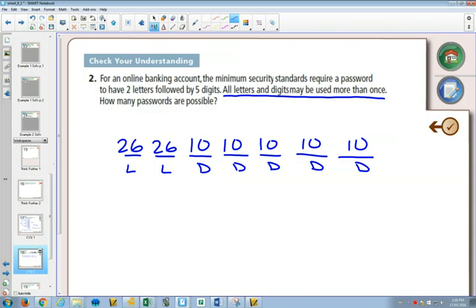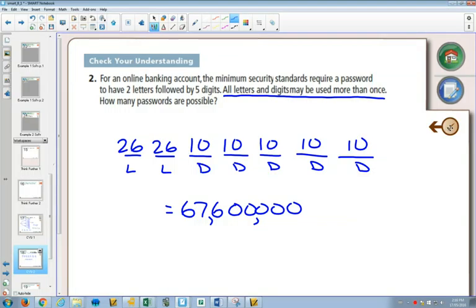Multiply that together. You have 67,600,000 different passwords. Can you see why this was not a good idea to make a tree diagram?